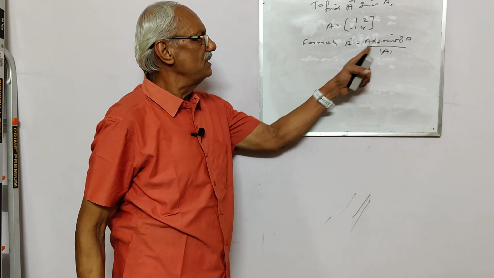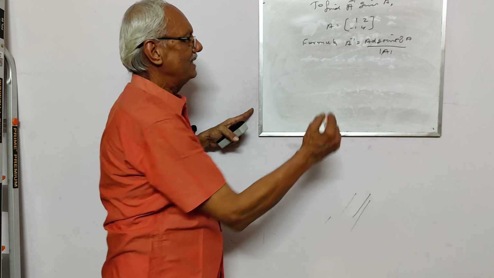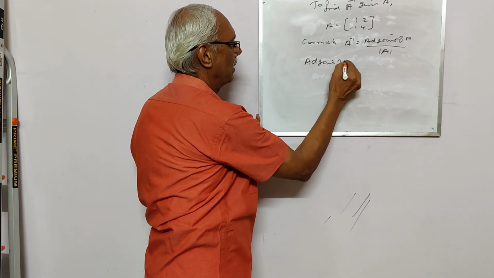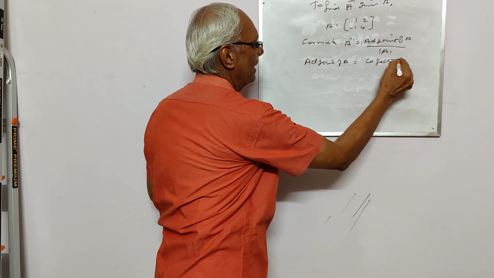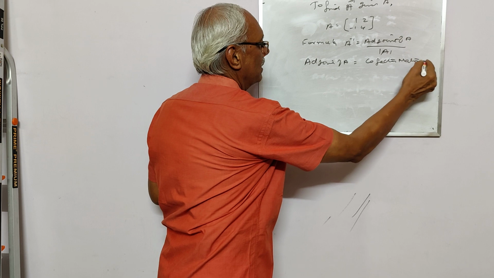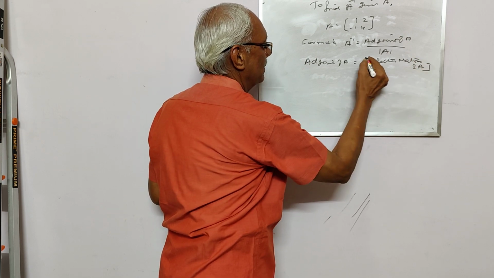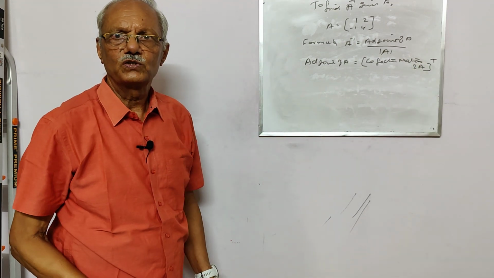So what is the formula? Adjoint of A divided by determinant of A. Adjoint of A is equal to the cofactor matrix of A, and then take the transpose of it.